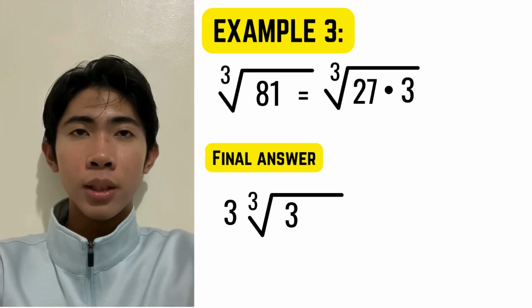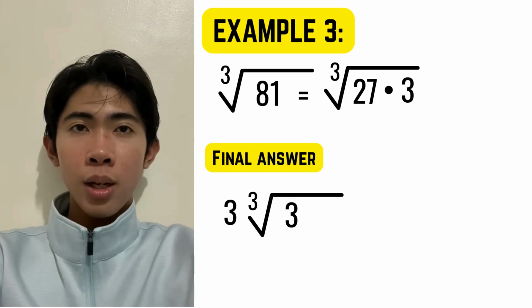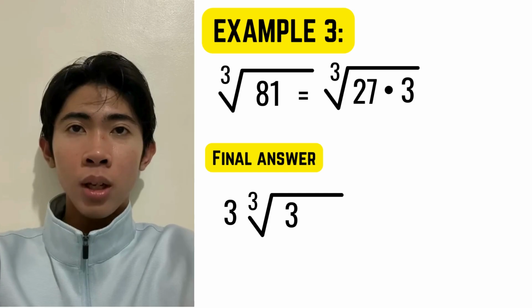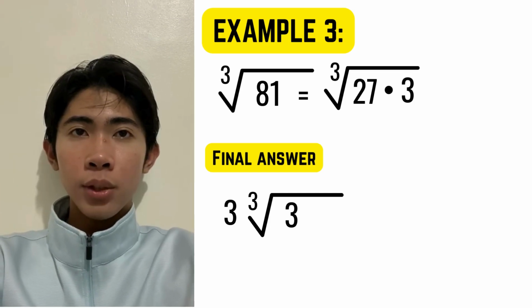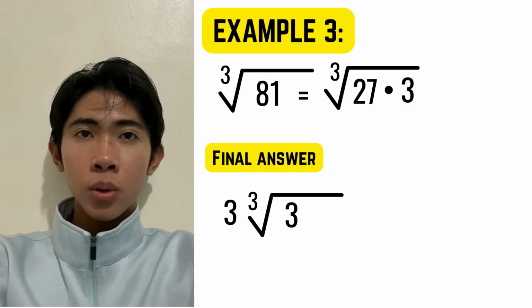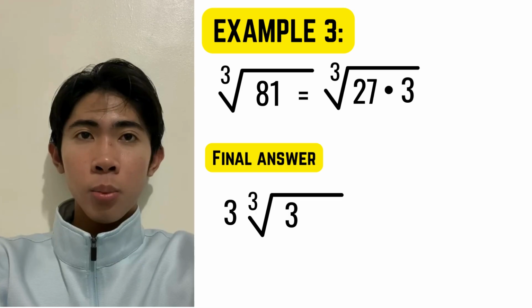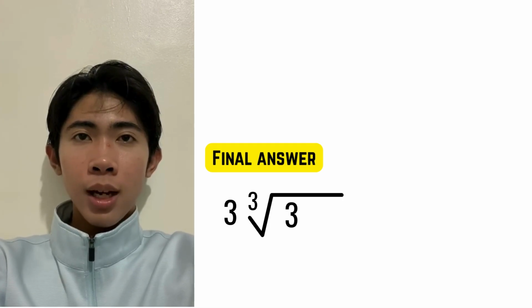Example number 3. We have cube root of 81. Step 1. Think of the highest factor of 81 that is a perfect cube, and we have 27 and 3. Step 2. Simplify. The cube root of 27 is 3, so put that outside the radical sign. And since 3 is not a perfect cube, we keep it inside the radical sign.